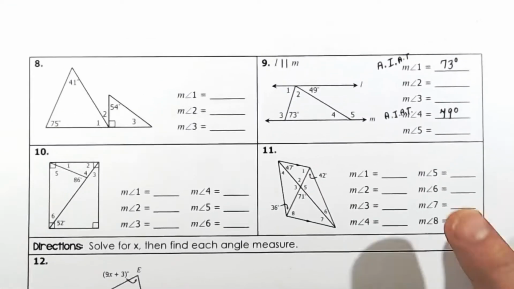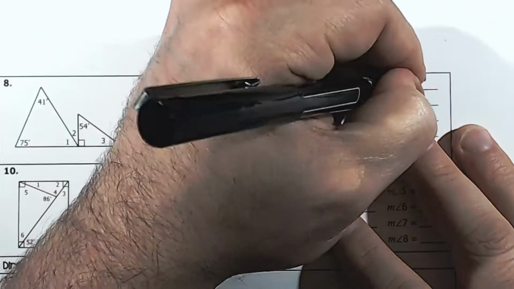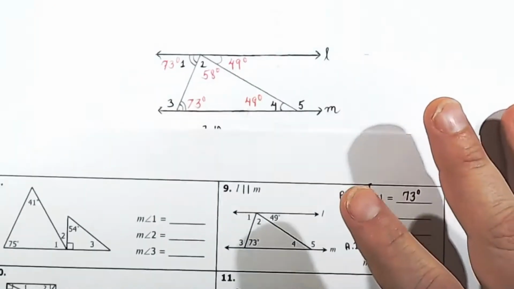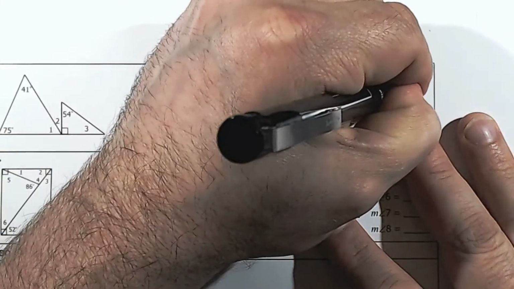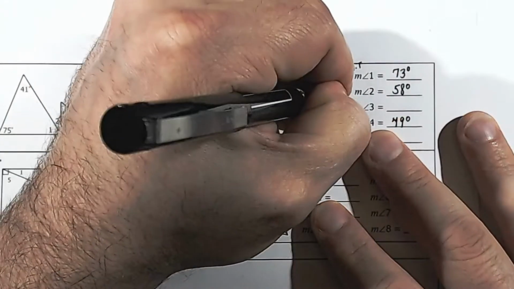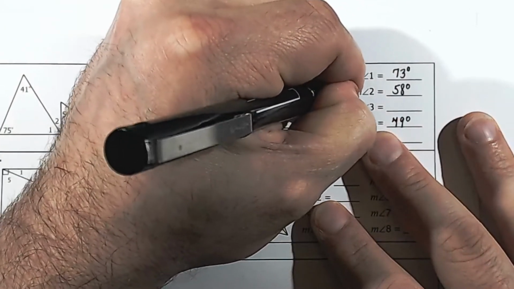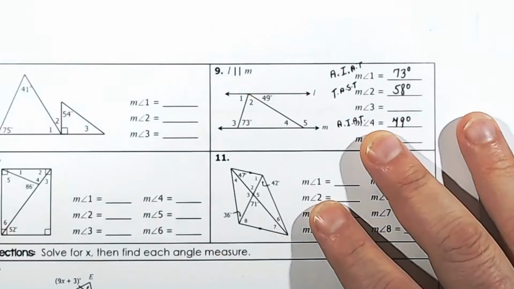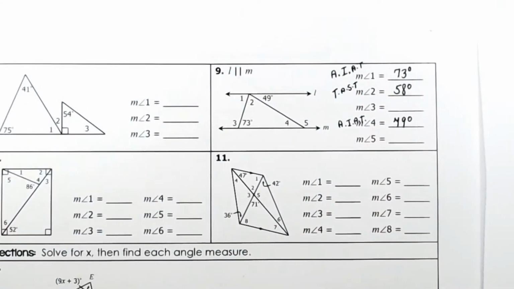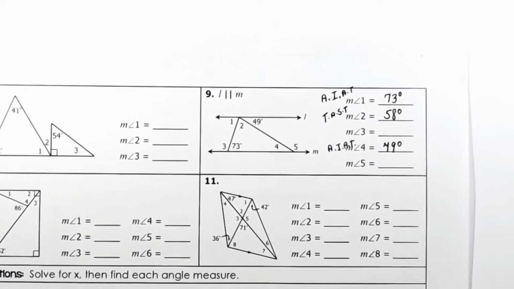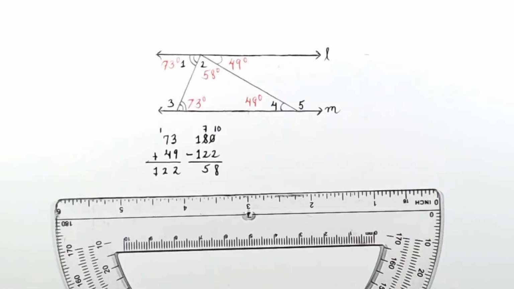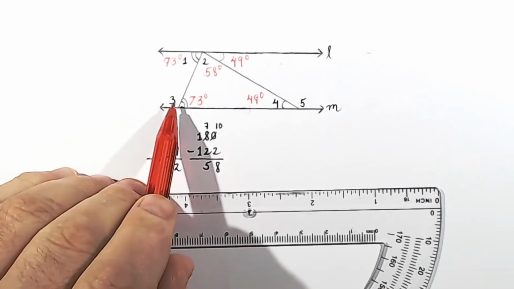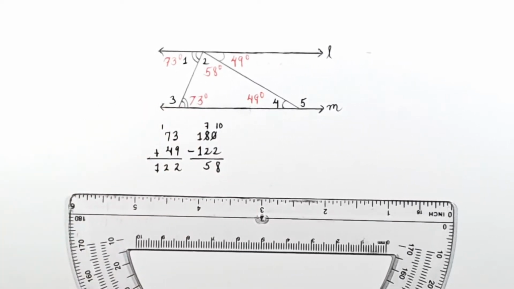Let's go back to our paper. Angle 2 is 58 degrees, and we prove that by the triangle angle sum theorem, TAST. And we see that all that's left is angle 3 and angle 5. So, notice that angle 3 forms a linear pair with 73 degrees.